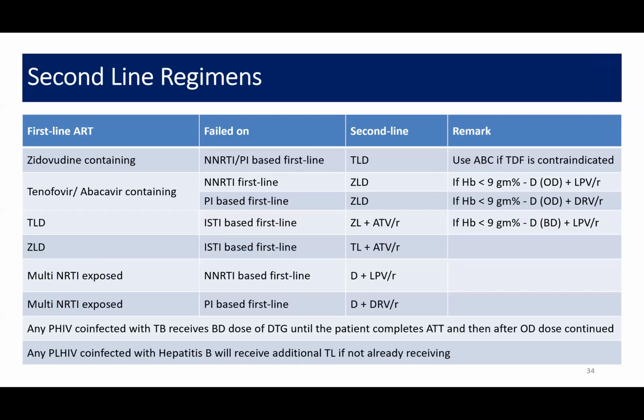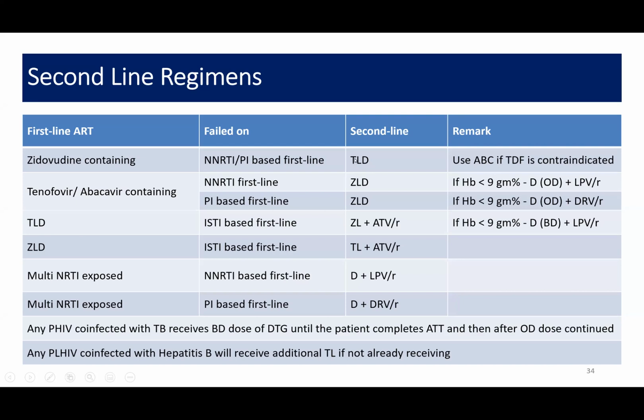So the second line regimen will look like this. If the first line contains zidovudine, and if the patient has failed on NNRTI or PI based ART, for example ZLN, ZLE, ZL lopinavir, ritonavir, or a similar regimen, then the second line for this patient will be TLD. As zidovudine was used in first line, in second line we are using tenofovir. PI or NNRTI was used in the first line; in the second line, we are using dolutegravir. Now, this TLD here we have used as second line.